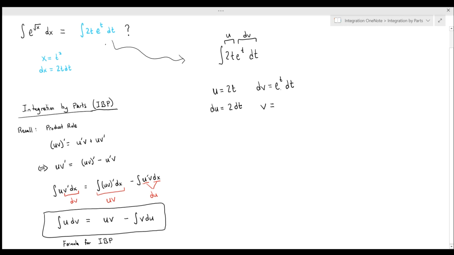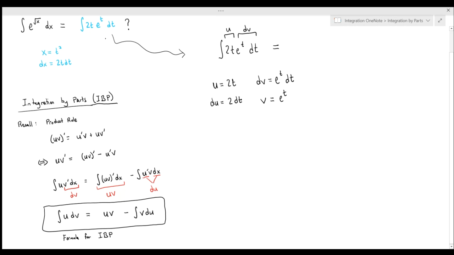Okay. So the integral of e to the t dt is just e to the t. All right. So we choose something for u and dv. Then we get du and v from that. And now we're going to apply our integration by parts formula.